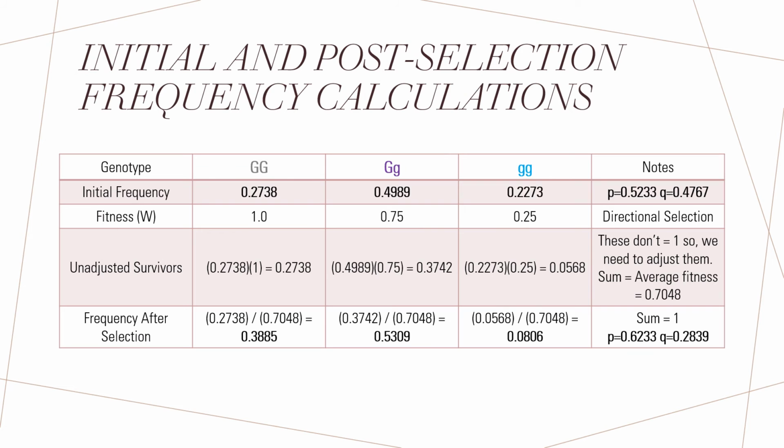Now we can use fitness to see how frequencies will change due to selection. This is calculated by multiplying the initial frequency by the fitness. These values are called unadjusted survivors because they do not add up to 1. To find the actual frequency, we divide by the average fitness, which is the sum of the unadjusted survivors.